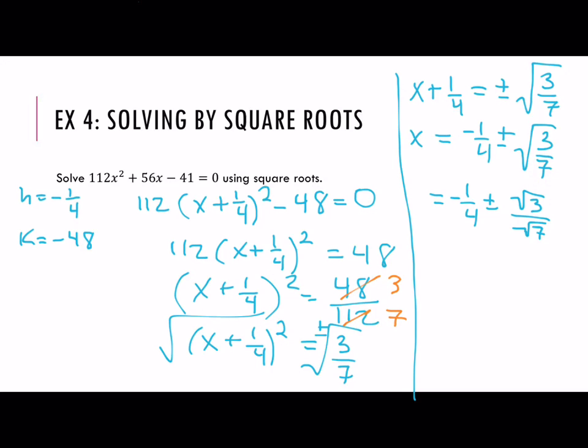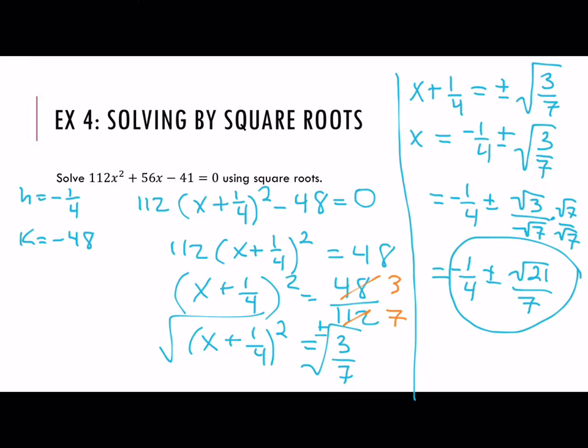And then I still have a square root in the denominator, so I need to rationalize that. So I'm going to multiply by square root 7 over square root 7. We've done this one before. So that's negative 1/4 plus or minus square root 21 over 7. All right, and then 21 is 3 times 7, no perfect square factors in there, so this is as simple as it gets. So some of your answers will be left like that with square roots and the plus or minus sign. Other times, like in the previous example, you may be able to keep going and get to fractional or even integer answers.